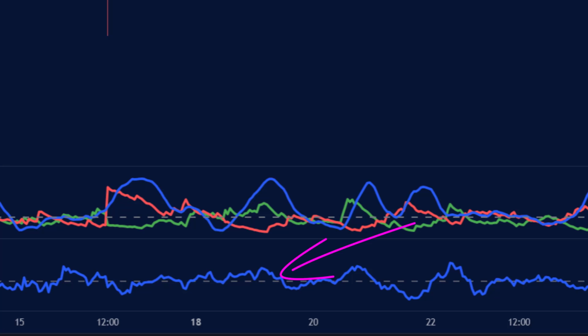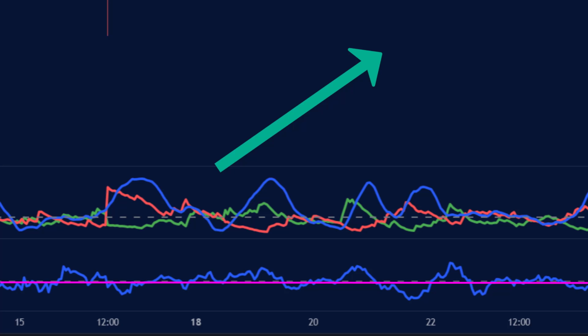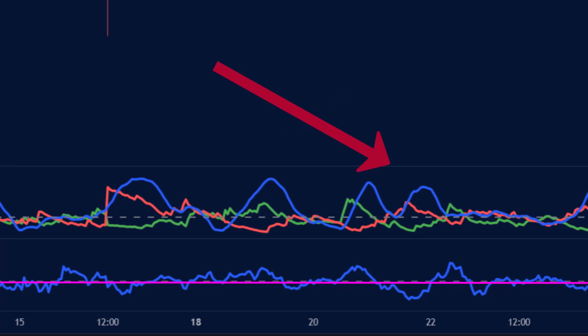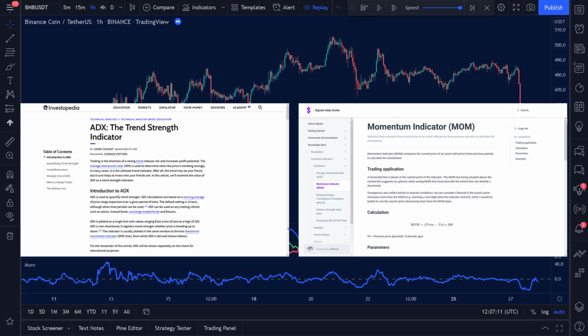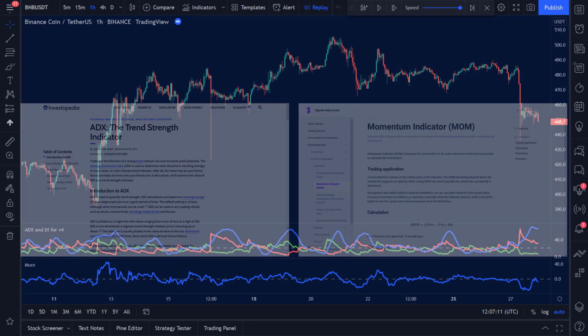The momentum indicator is a centered oscillator and obviously also shows you the momentum of an asset. When the indicator is above 0, then it indicates an uptrend, and when it's below 0, it indicates a downtrend. You can find more information on both of these indicators on the internet, so I suggest you do some searching to learn more on how these indicators work.